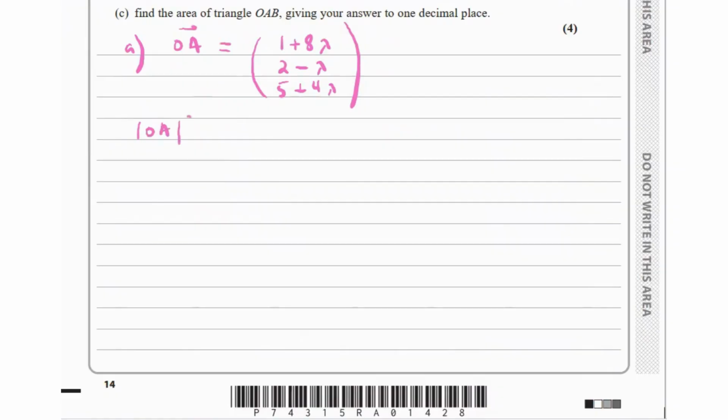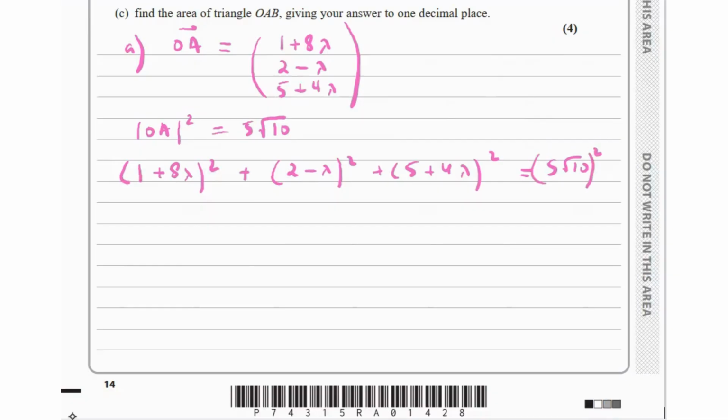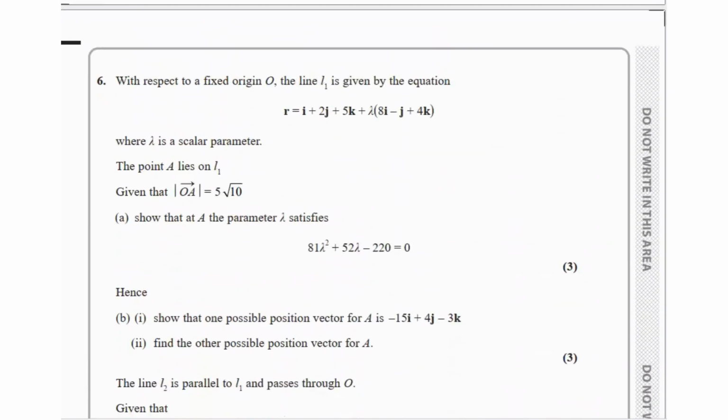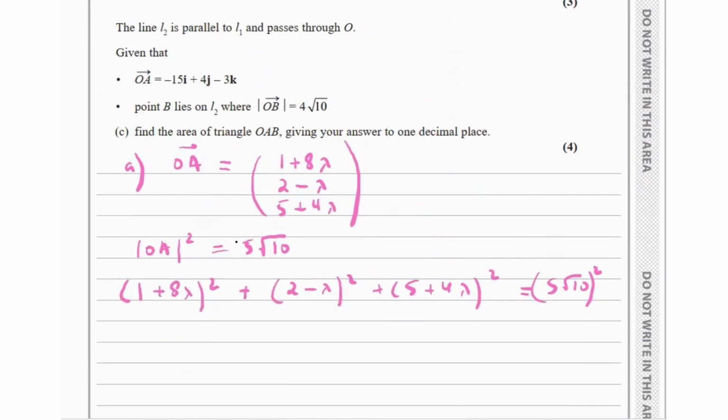OA squared equals 5 root 10. So in terms of OA, (1 plus 8 lambda) squared plus (2 minus lambda) squared plus (5 plus 4 lambda) squared is the same as 5 root 10 being squared. Once again, if you go back, it says OA equals 5 root 10. So if you're squaring OA, we're squaring 5 root 10 as well.